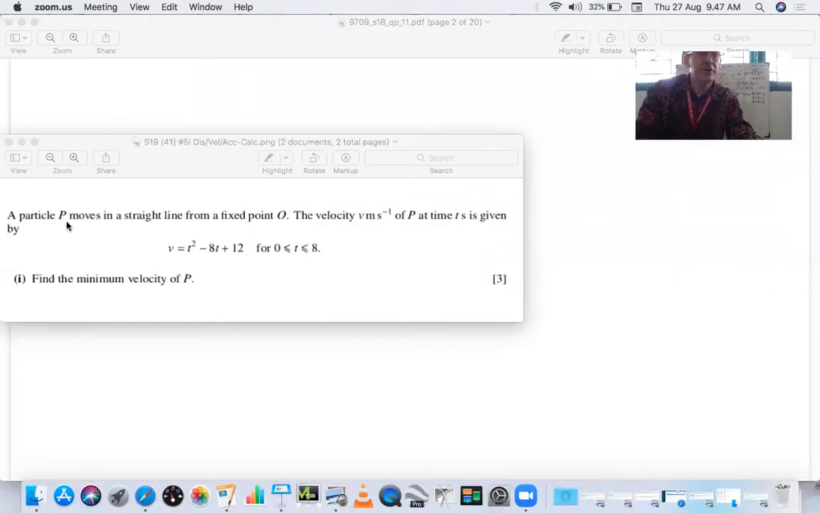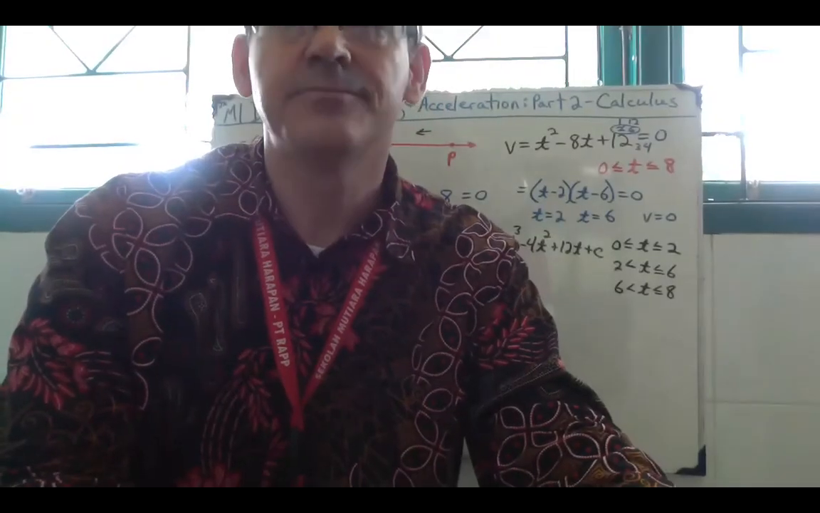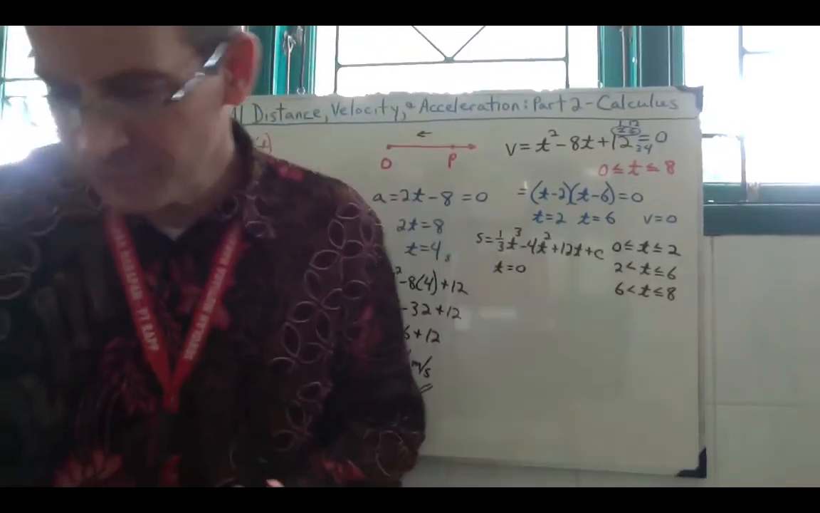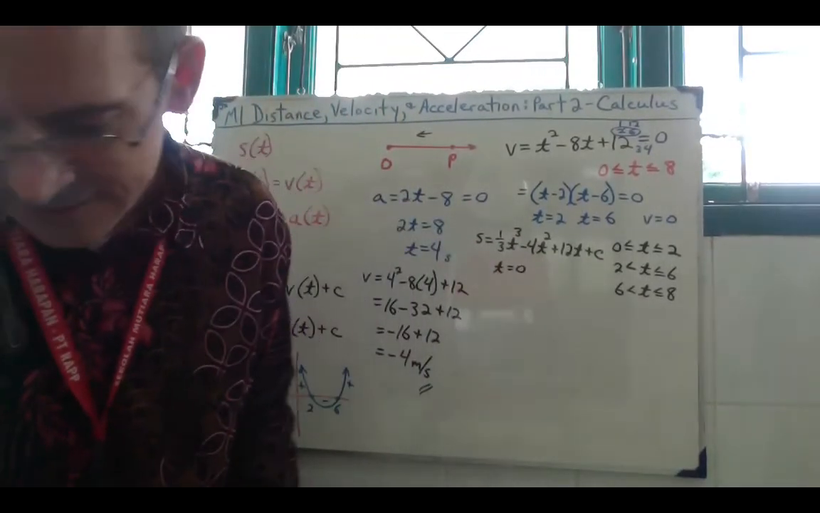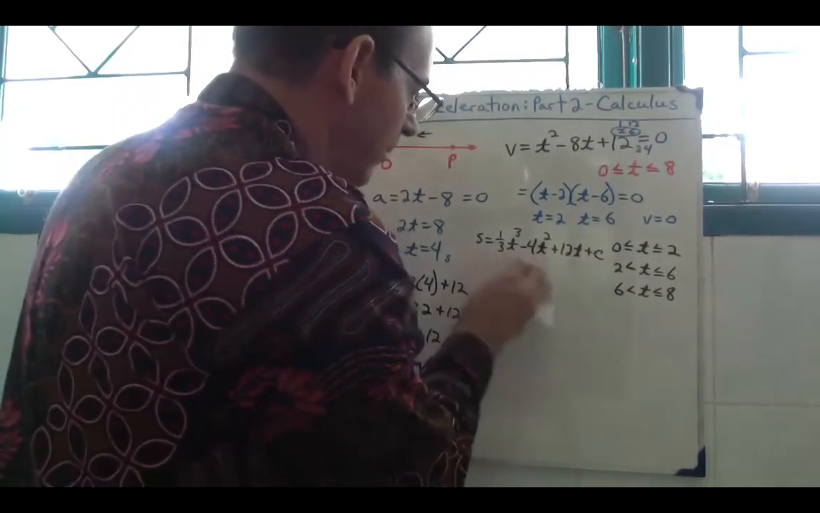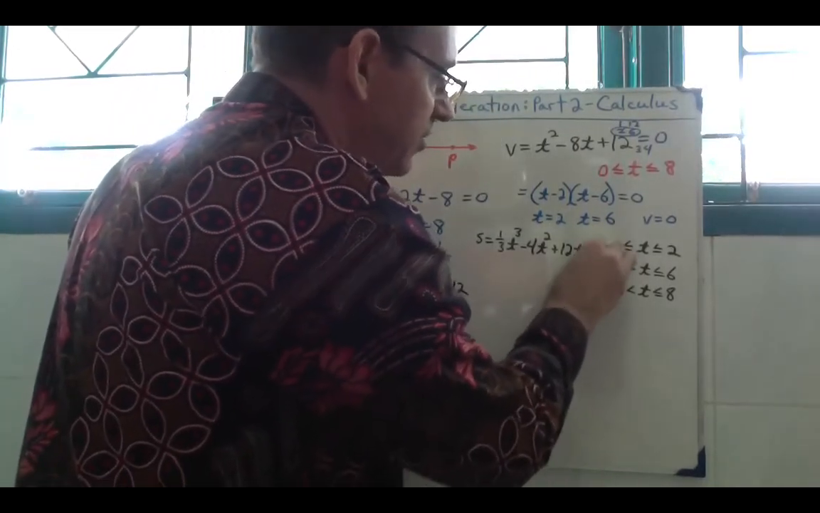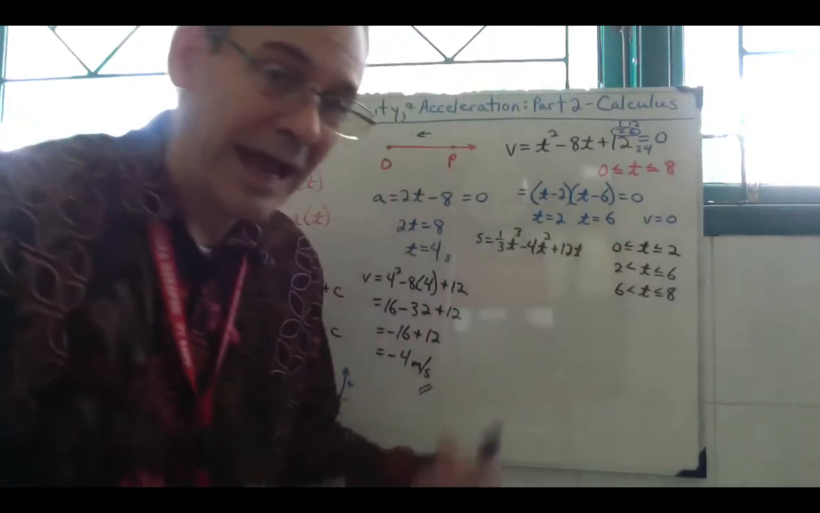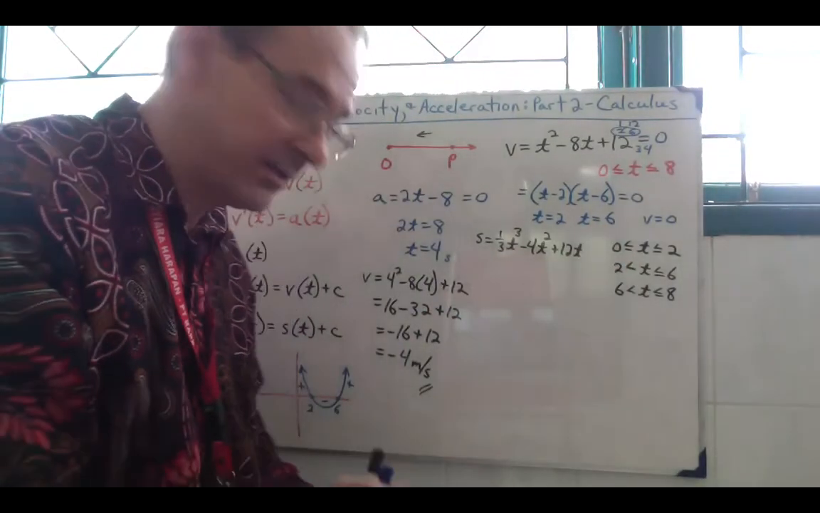Notice it says particle P moves in a straight line from a fixed point 0. Okay, so it went from 0. So since it started at the origin, then that means we don't have a plus c. Okay, so it's important to establish that plus c. So we don't need the plus c, so I'm going to erase it. But you do need to mentally think about it. Are you at the origin or not?